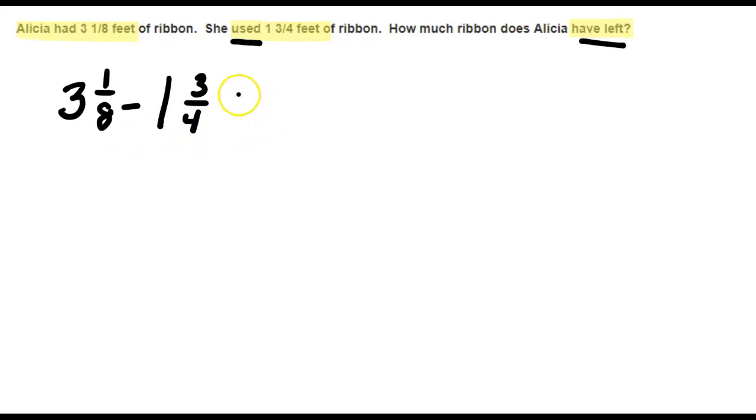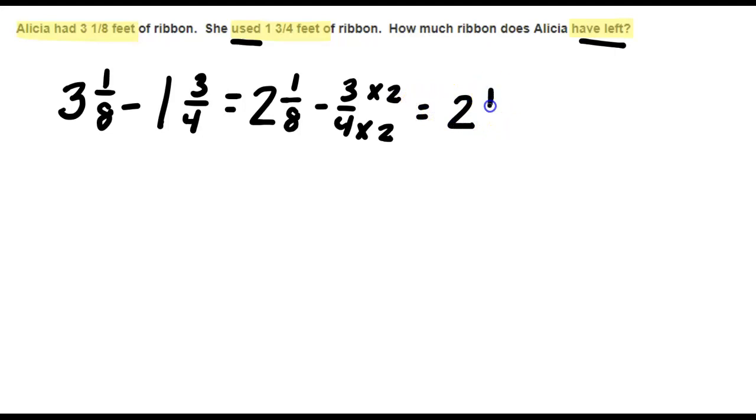Now, I'm going to go ahead and combine my whole numbers. 3 minus 1 is 2. So now I have 2 1/8 minus 3/4. Now, 4 and 8 have a common denominator, and that's going to be 8. What can I multiply 4 by to get to 8? Well, that's 2. 4 times 2 is 8, and 3 times 2 will give us our new fraction. So we have 2 and 1/8 minus 6 over 8.